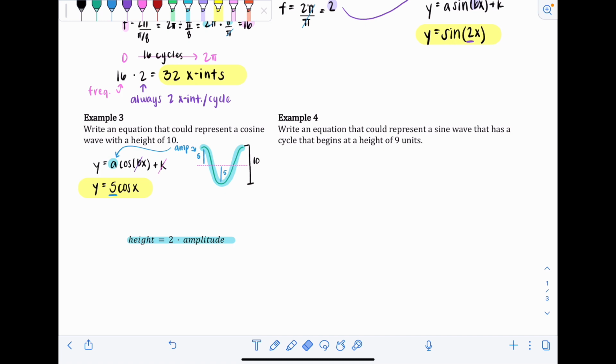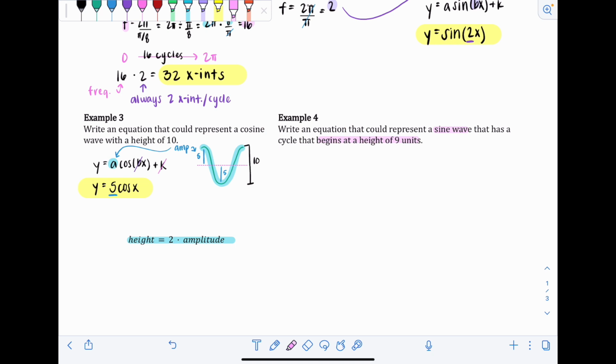So moving on to example 4, it says write an equation that could represent a sine wave that has a cycle that begins at a height of 9. So this wording is very similar to example 3, because one says height of 10, one says height of 9. But one thing that example 4 has that example 3 doesn't is it's saying that it's a sine wave that begins at a height of 9.